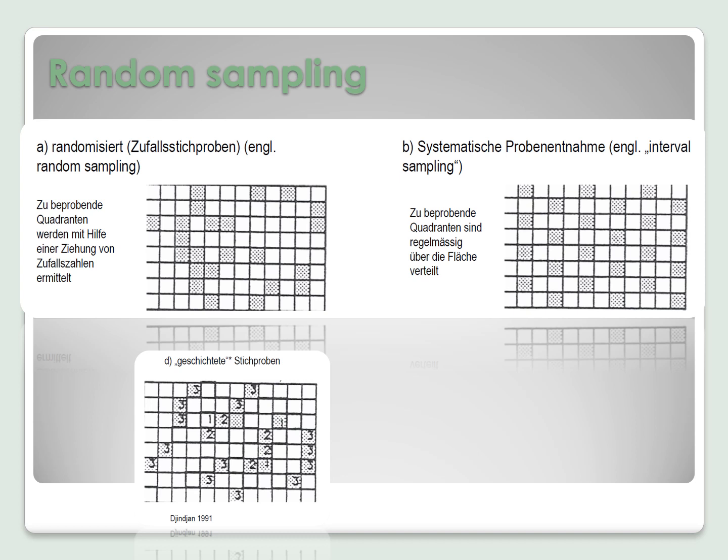Having seen the most frequent sampling strategies of judgmental and systematic sampling, we will shortly have a look at a less frequent method, that is, random sampling, which we see on the left in comparison with systematic sampling on the right.